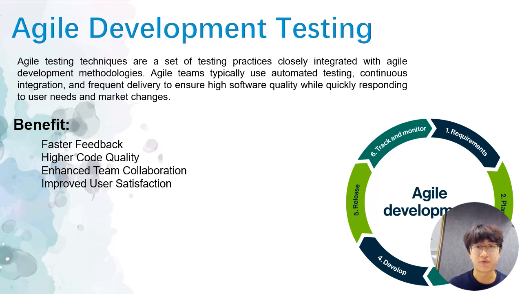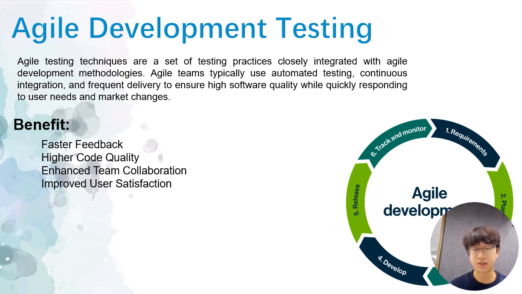There are four main benefits. The first one is faster feedback, because we have many iterations, so we can quickly identify and resolve defects. And higher code quality, maintained through automated tests and continuous integration. The third one is enhanced team collaboration. Developers, testers, and business stakeholders work closely to ensure consistent requirements. The fourth one is improved user satisfaction. Respond quickly to user needs through frequent iterations.